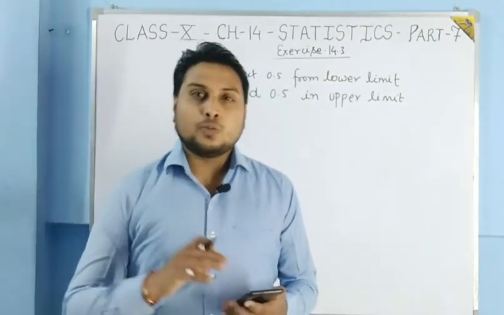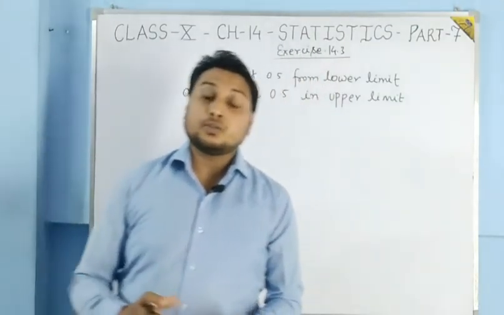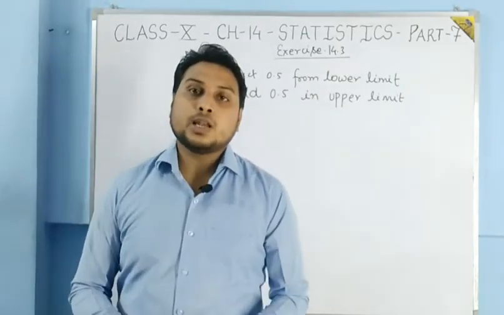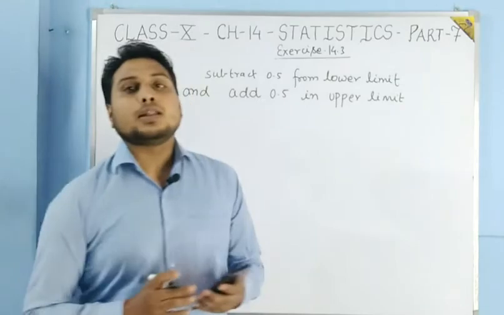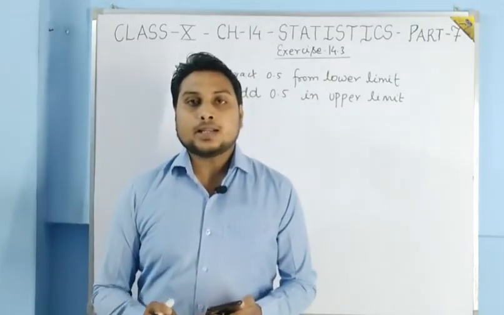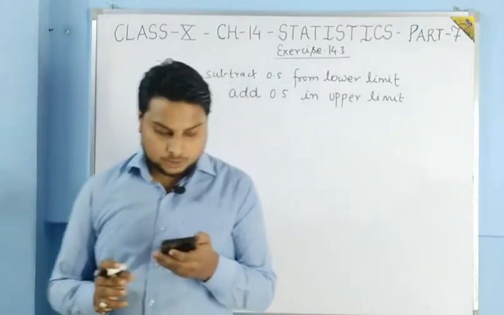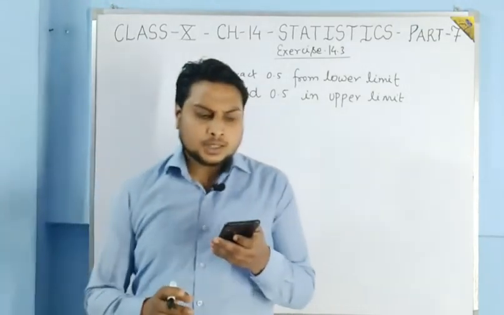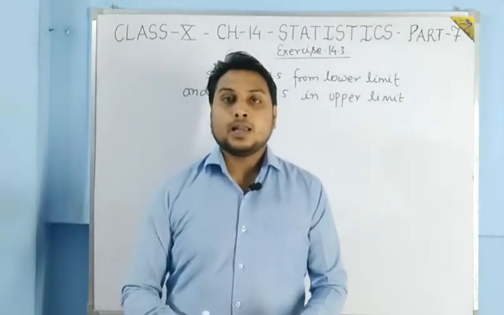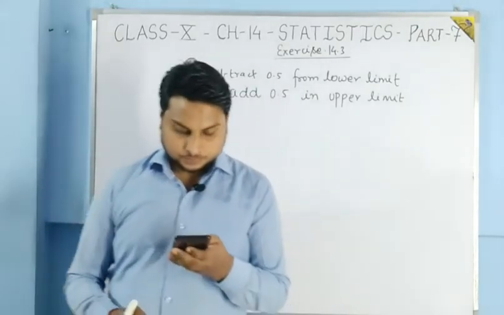So to make the frequency distribution continuous, you have to do this: subtract 0.5 from lower limit and add 0.5 in upper limit. So by changing this, you will prepare a table, and after that you can solve your question.